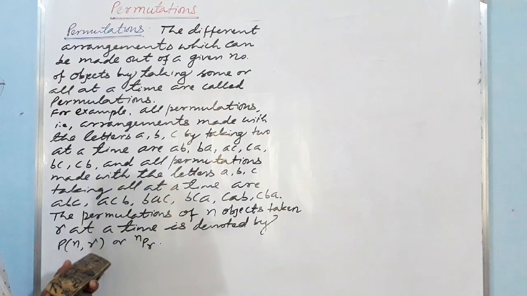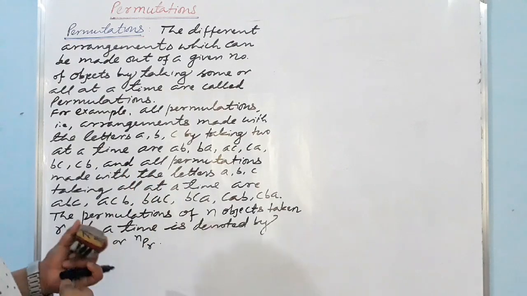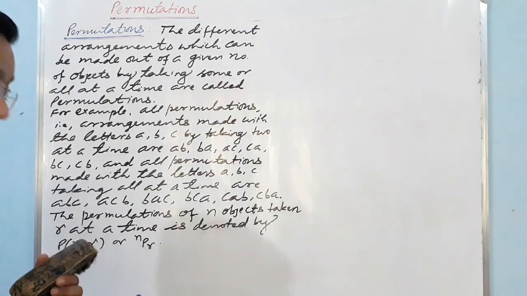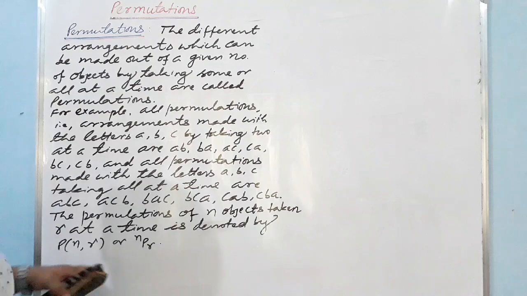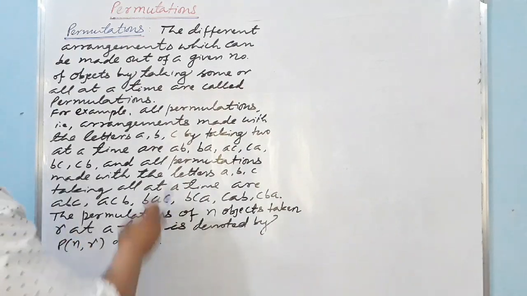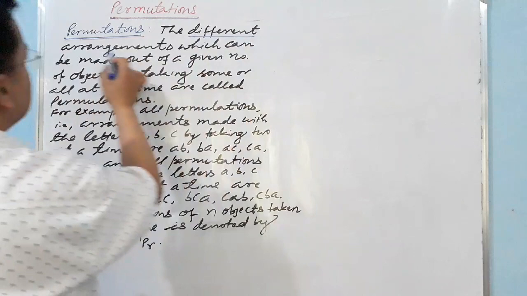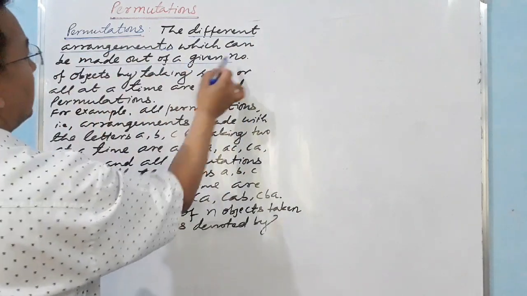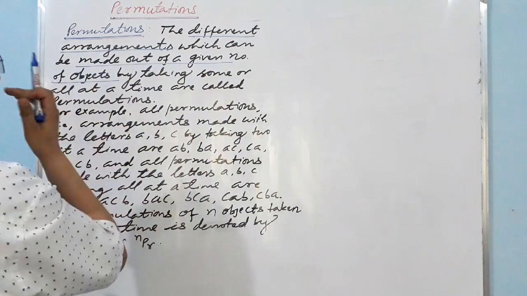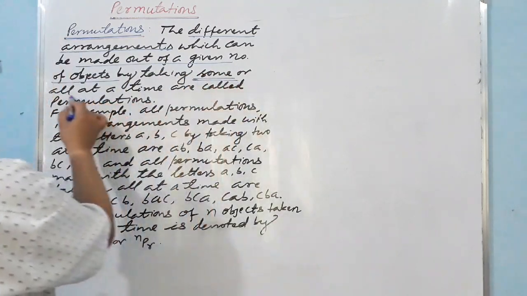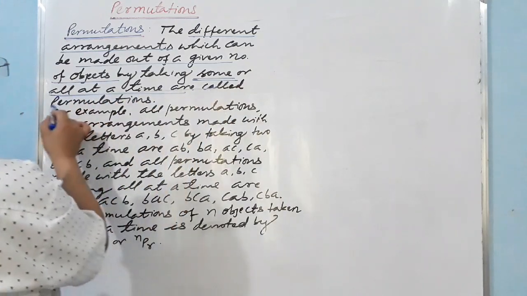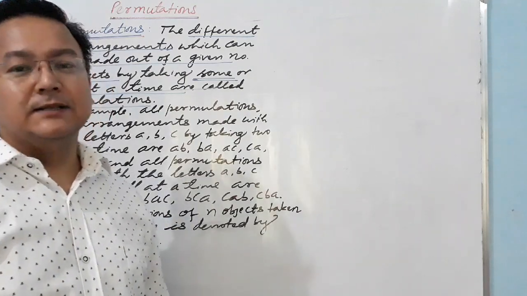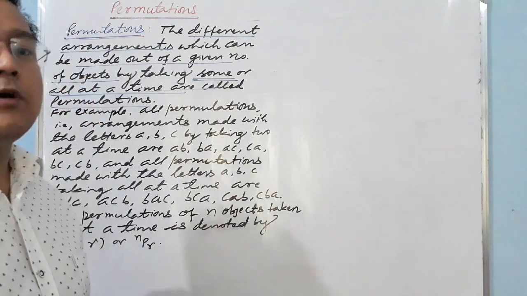So let's see the definition of permutations. Permutation means different arrangements, okay? So the literal meaning is arrangements, as I told you. Let's see the definition. Permutations are the different arrangements which can be made out of a given number of objects by taking some or all at a time. Just arrangements, or different arrangements, right? Taken some or all at a time.